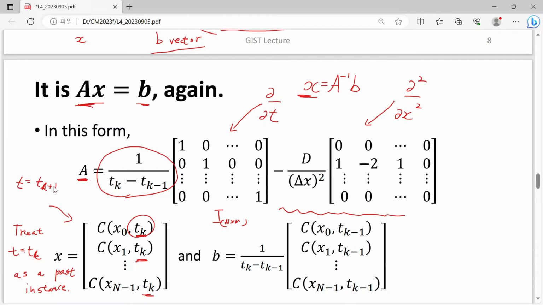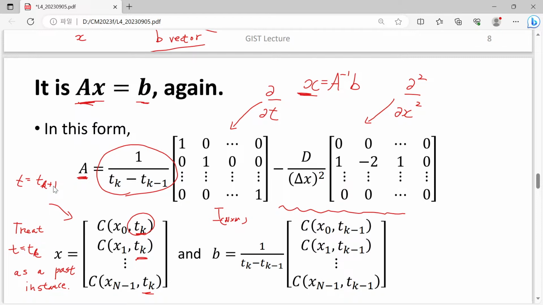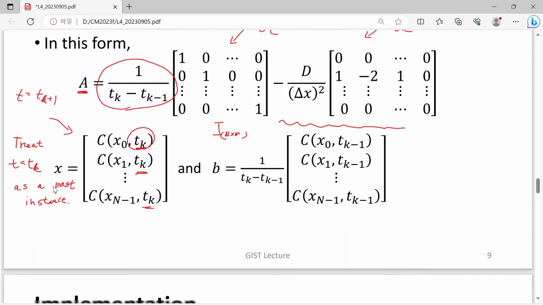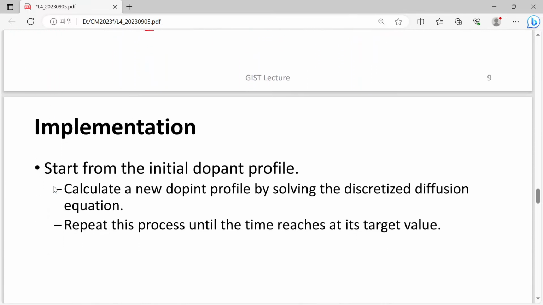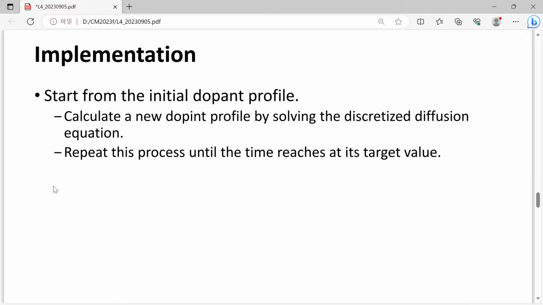By changing the definition of past and present, you can march forward until you arrive at a given target time value. Simply speaking, this slide just shows that implementation. Please start from the initial dopant profile.